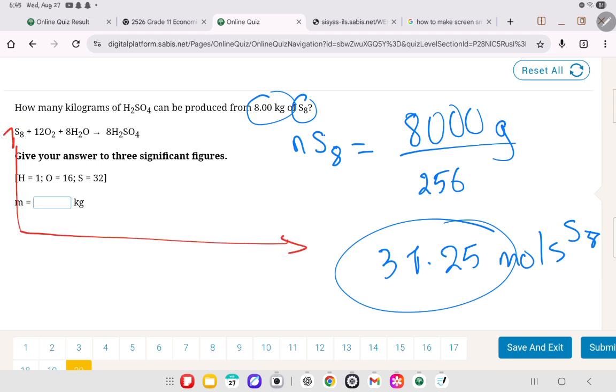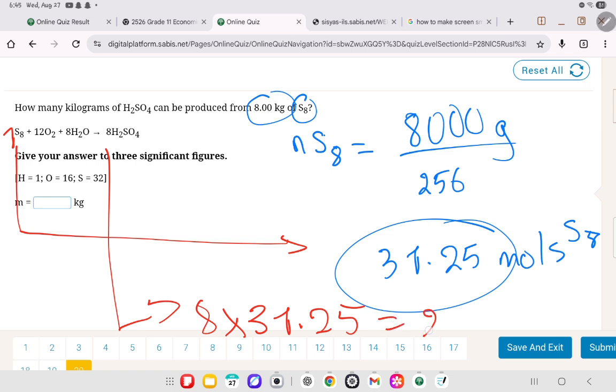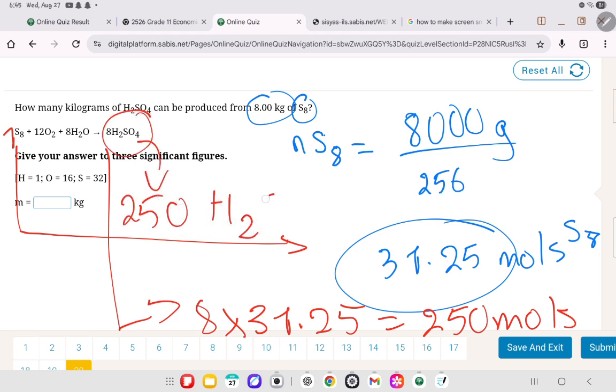What about 8 H2SO4? If 1 gave me 31.25, what about 8? How much will it give me? It will give me 8 times 31.25, right? So 8 times 31.25, it will give us an answer of 250 moles. So this is now how many moles? 250 moles of H2SO4. Now, how do we find the mass?